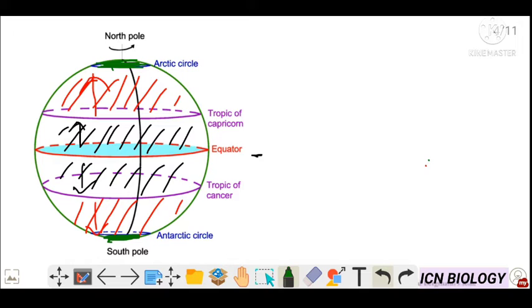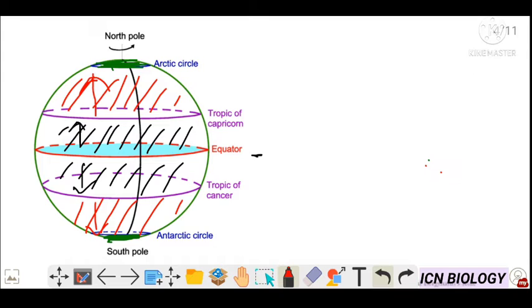According to the definition of Bergman's rule, the larger organisms are present in the polar region, that is, the North Pole or the South Pole, but the smaller organisms are present at the equator, that is the warmer climatic condition, whereas the larger organisms are present in the polar region, that is the colder climatic condition. Why is it warmer, and why is that colder?